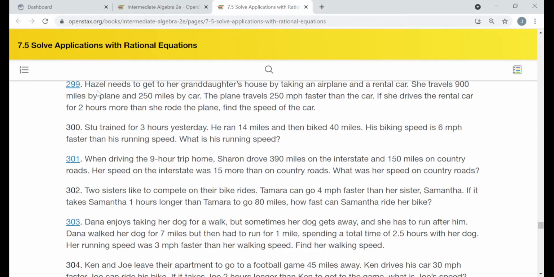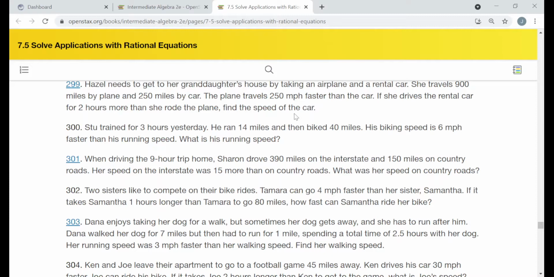So here, Hazel needs to get to her granddaughter's house by taking an airplane and a rental car. She travels 900 miles by plane and 250 miles by car. The plane travels 250 miles per hour faster than the car. If she drives the rental car for 2 hours more than she rode the plane, find the speed of the car.